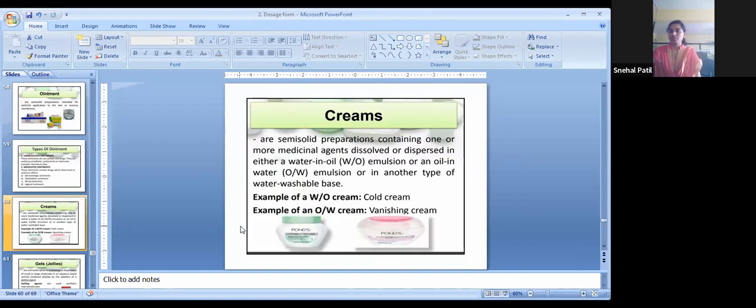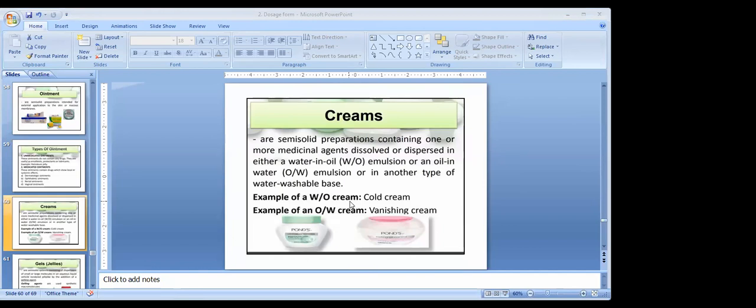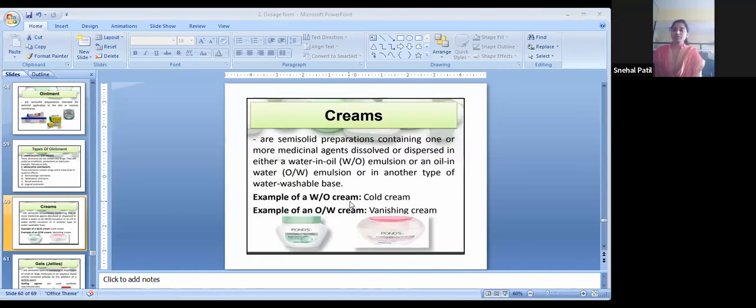We use the cold cream in a colder environment or in winter, and the vanishing cream. So creams are semi-solid preparations. They contain one or more medicinal agents, meaning active ingredients, dissolved or dispersed in either a water in oil (W/O) emulsion or an oil in water emulsion. Another type is the water washable base. The example of the W/O cream is the cold cream and the O/W cream is the vanishing cream.